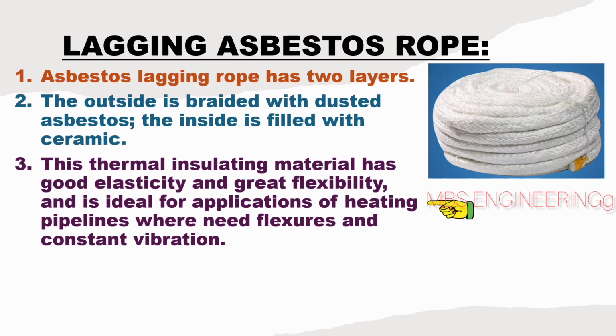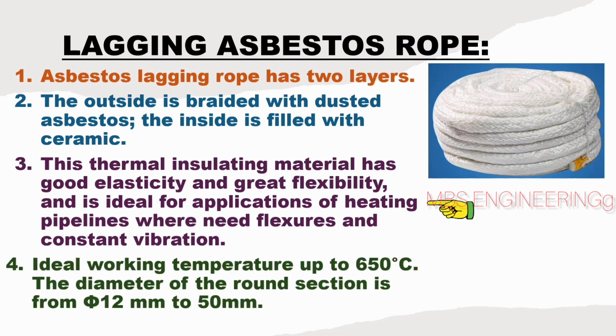The third point is, this thermal insulating material has good elasticity and great flexibility, and is ideal for applications of heating pipelines where there is need for flexing and constant vibration. The fourth point is, ideal working temperature up to 650 degrees Celsius. The diameter of the round section is from 512 mm to 50 mm.